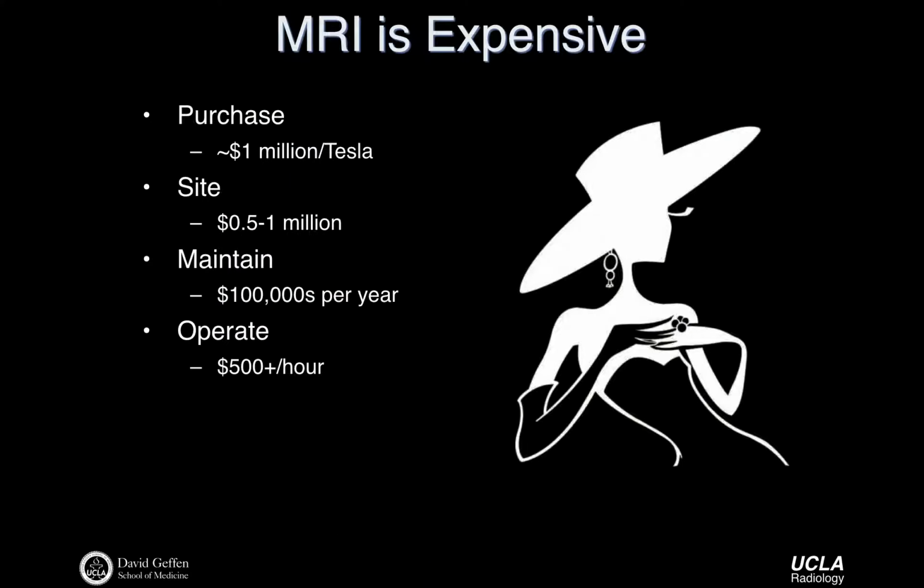There are still disadvantages, so we're coming back to it. MR is expensive. I won't dwell on this for too long. It's about $1 million per Tesla. It's going to cost you about $500,000 to $1 million to build the room and site it, assuming you already own your hospital.